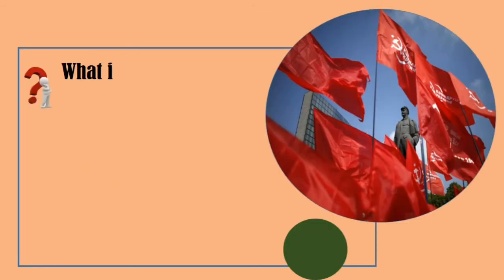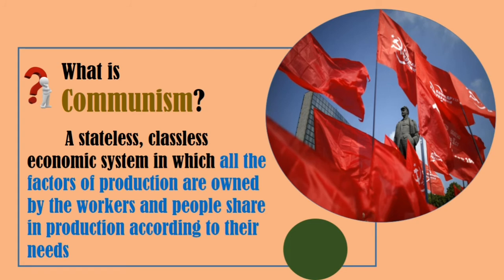Another concept is the concept of communism. This is a stateless, classless economic system in which all the factors of production are owned by the workers, and the people share in the production according to their needs. So, when we say factors of production, this includes land, labor, capital, and entrepreneur. So these four factors of production are owned by the workers themselves, and these same people share in the production according to their needs, according to their capacities. So that is in a communist economy.